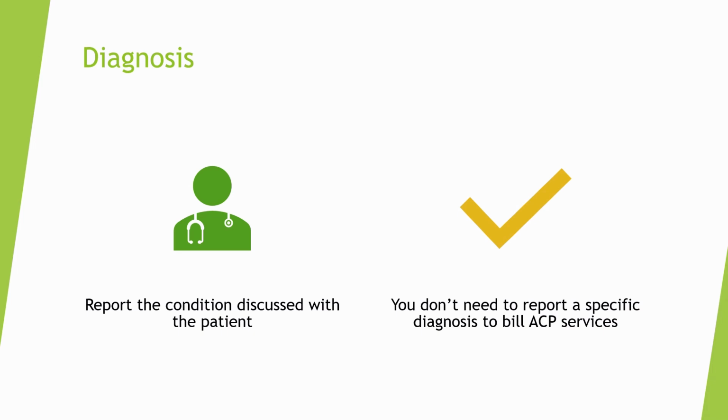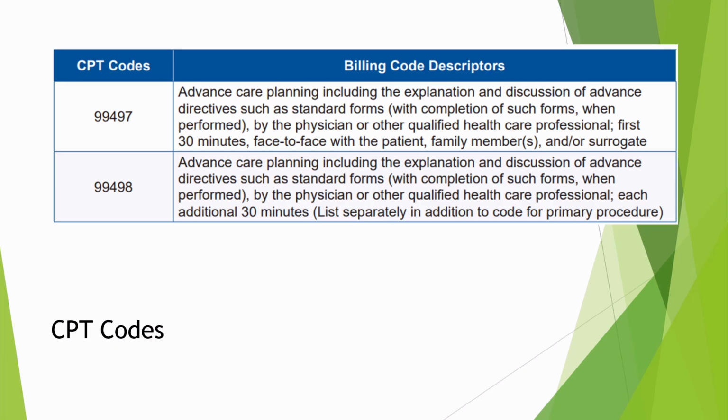So let's take a look at the CPT codes used to bill advanced care planning. We have 99497. And there is a description included on this slide, which includes the explanation and discussion of advanced care planning, whether or not forms are completed by the physician or other qualified healthcare professional, and there's a time component here. If there is additional time used, there is an add-on code that can be used in addition to 99497 for advanced care planning.